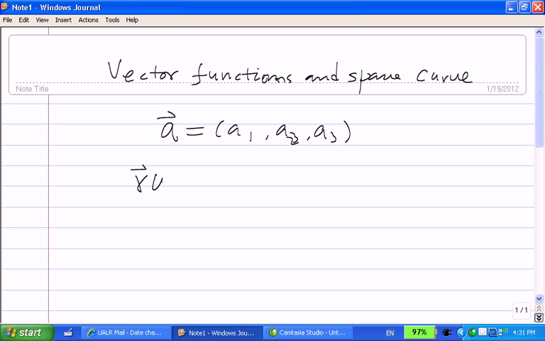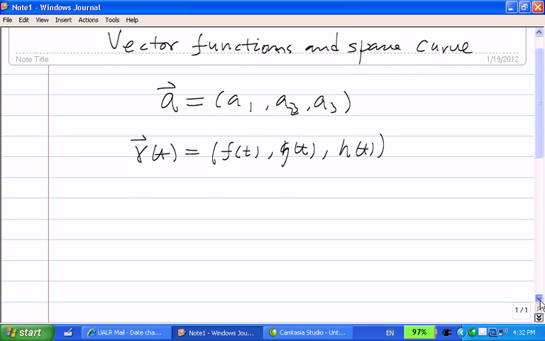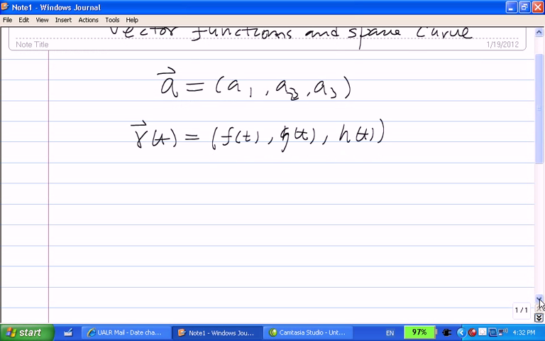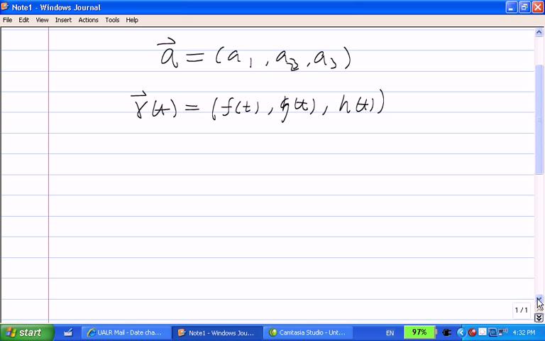Say r of t. Everything is the same, but now it's a function. Each component is a function: f of t, g of t, and h of t. t can take different values, for example, from negative infinity to positive infinity.